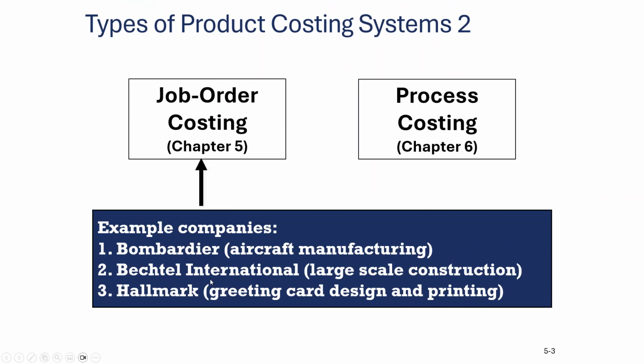Okay, so there are some examples that we have. An aircraft manufacturer, because they won't manufacture in bulk, they will receive an order and create the aeroplane based on the order they received. A large scale construction company, if they're making houses, they're going to do it on a job order basis versus just producing in bulk. Greeting cards, if they're making unique cards that are strictly for a festive occasion, then it's also job order costing as well.